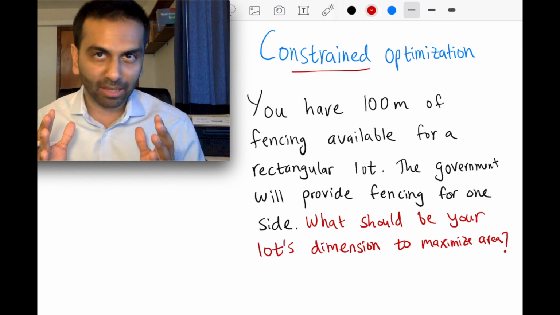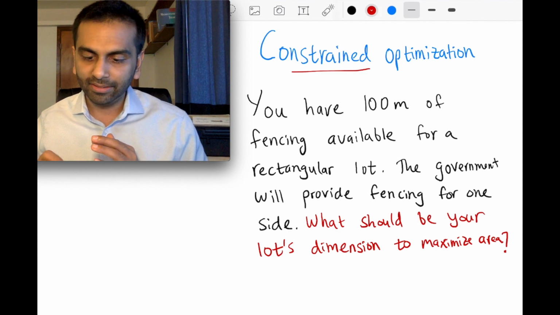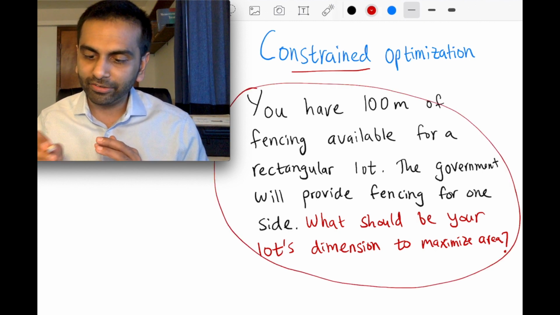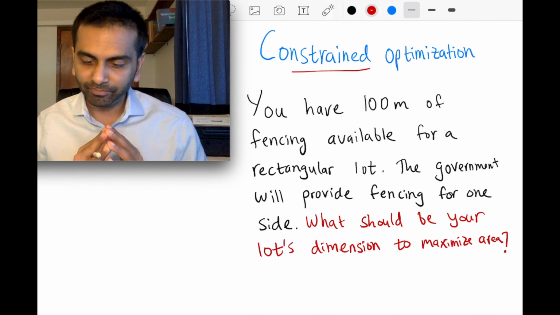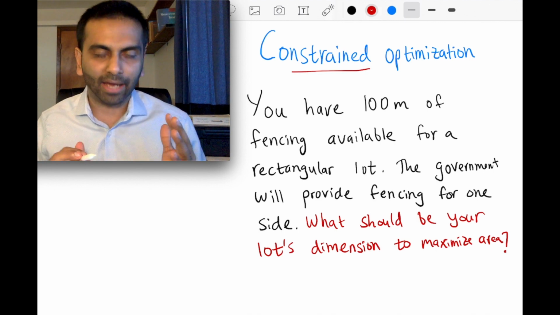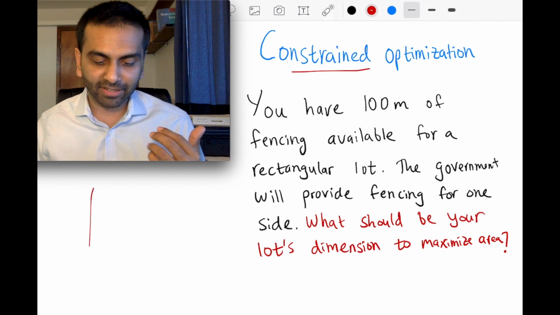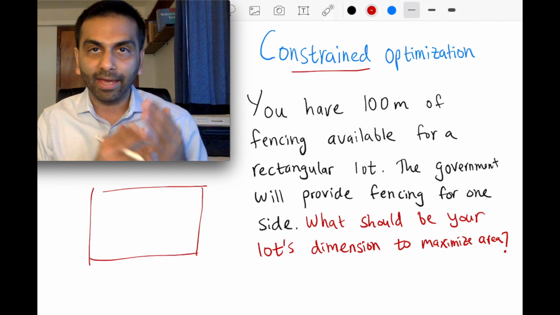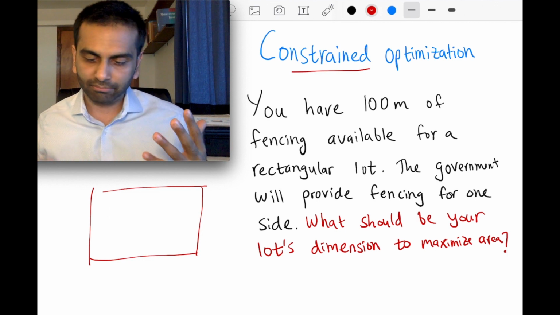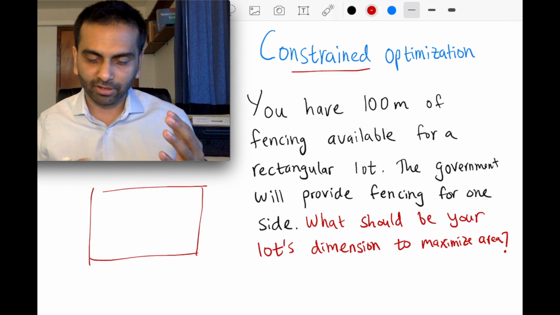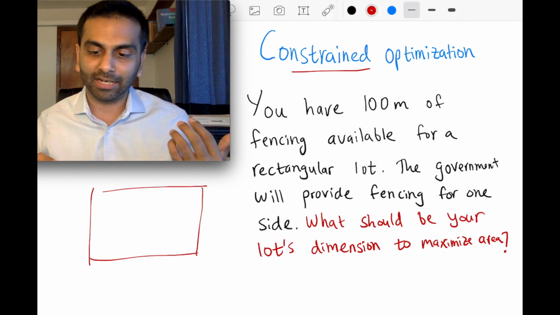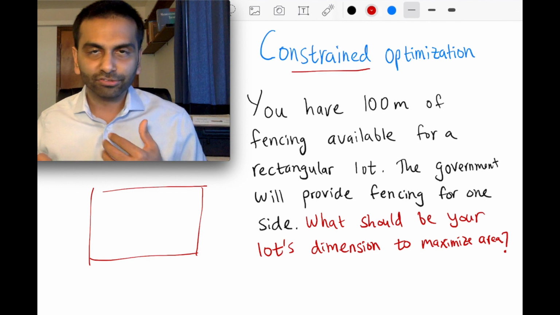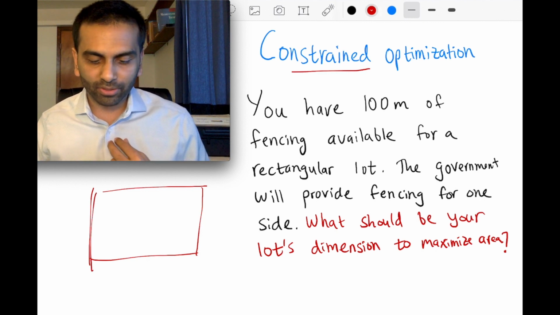So let's do an example problem. Let's say that you have 100 meters of fencing available for a rectangular lot, right? So there's 100 meters of fencing, and you get to choose basically the dimensions. What should the length be, and what should the width be of your lot? And you have 100 total meters of fencing. But one of those four sides will be provided for by the government. The government's going to pay for one of the four sides. So the question then is, what length and width should you choose to maximize your area?